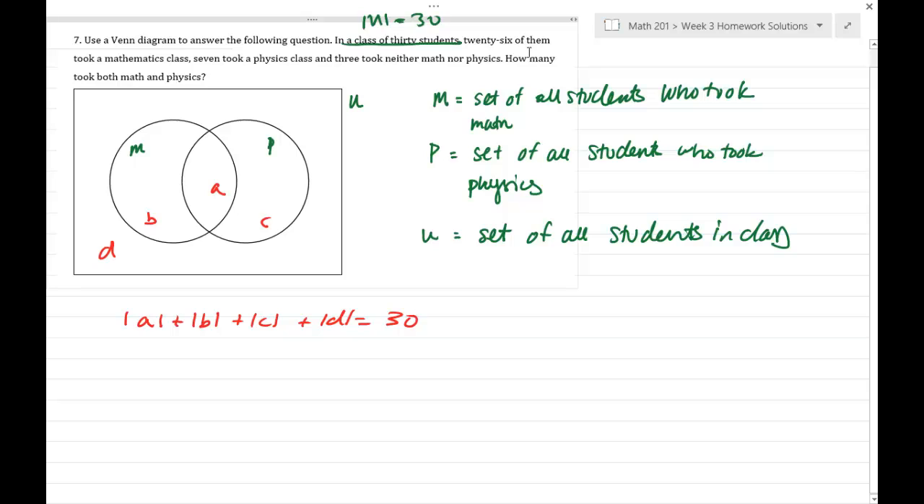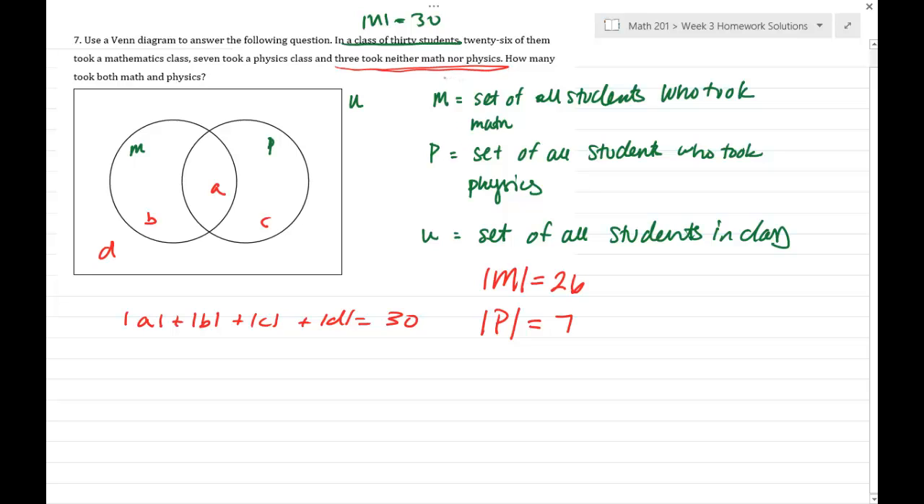Okay, now I know that 26 of them took a mathematics class. So this means the cardinality of the math set is 26. We know 7 took physics, so the cardinality of physics is 7. Now, 3 took neither math nor physics. So that means they live out here, so not math and not physics. The cardinality of that is 3.